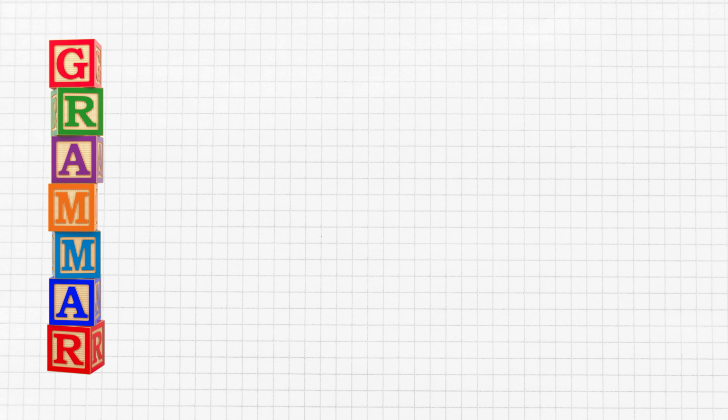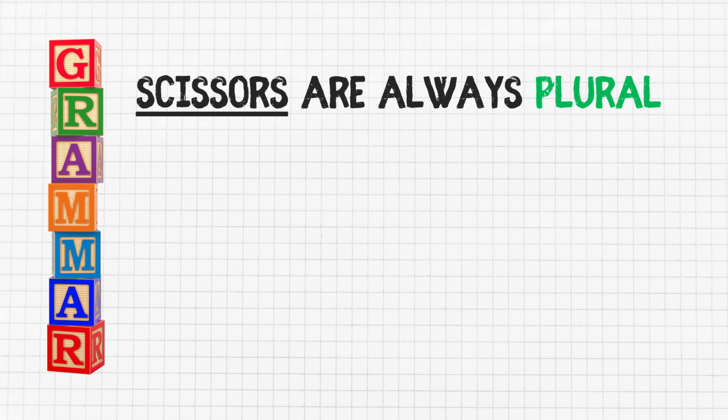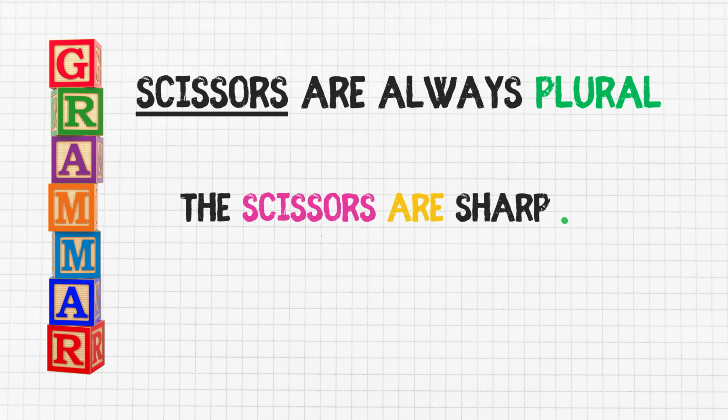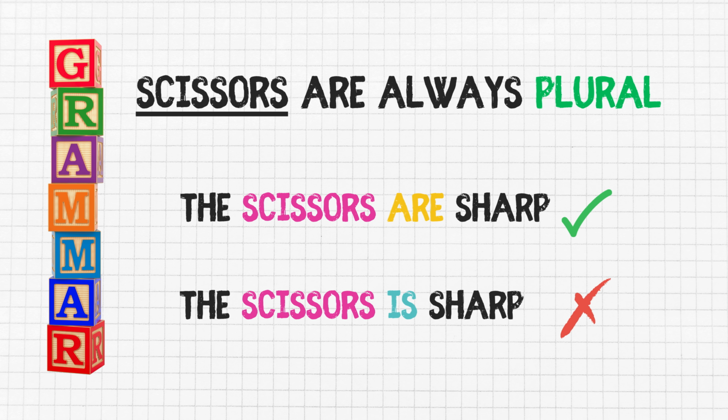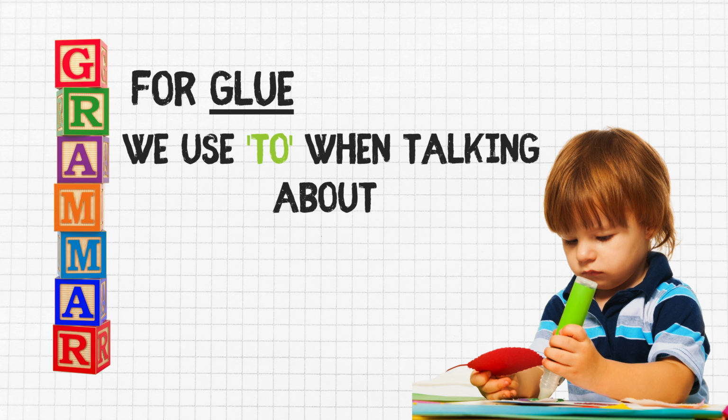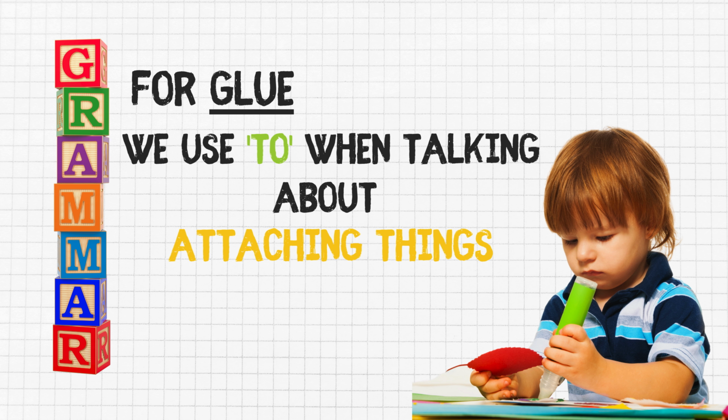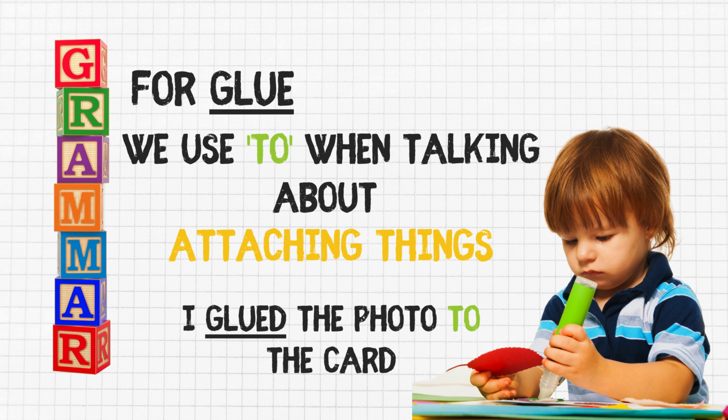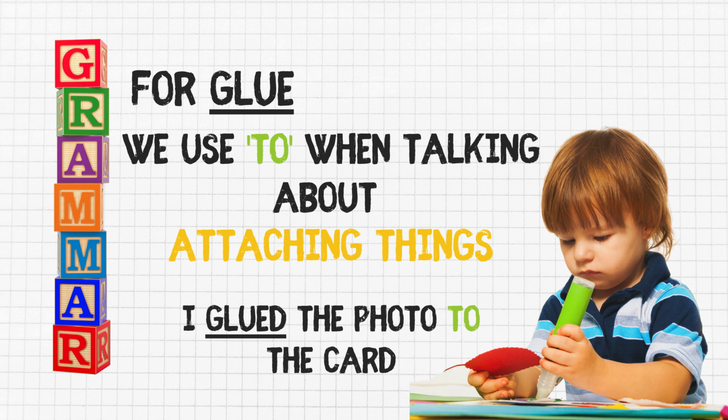Now for a quick grammar tip. Scissors are always plural, so we say, the scissors are sharp, not the scissors is sharp. For glue, we use to when talking about bonding things together. For example, I glued the photo to the card.